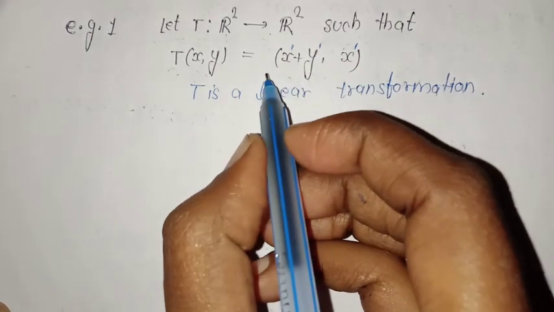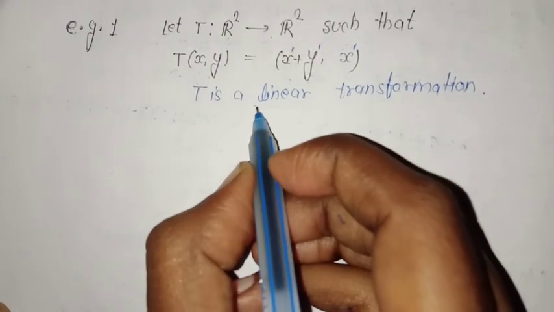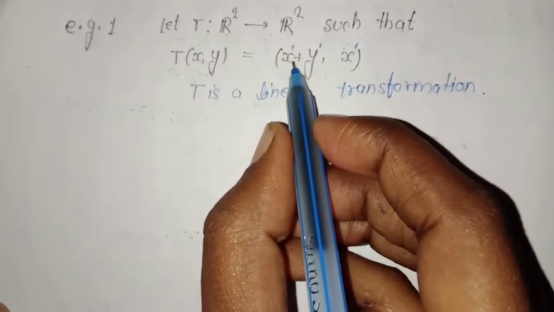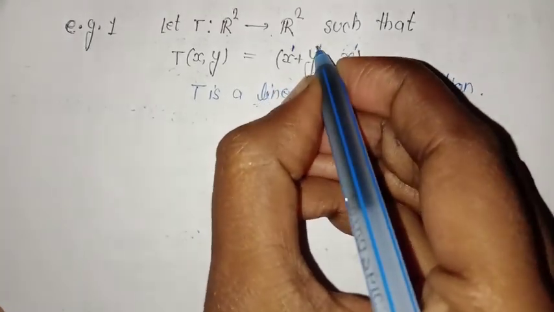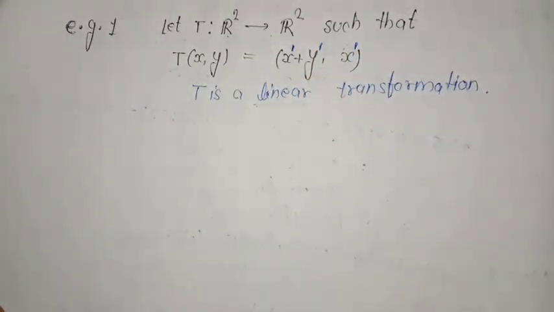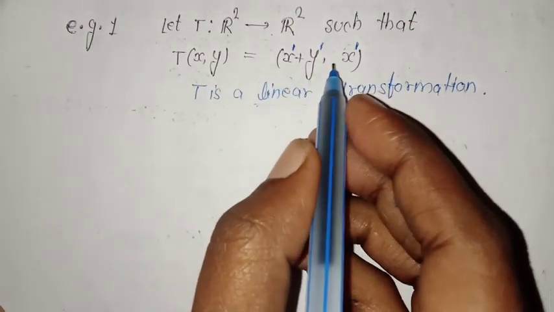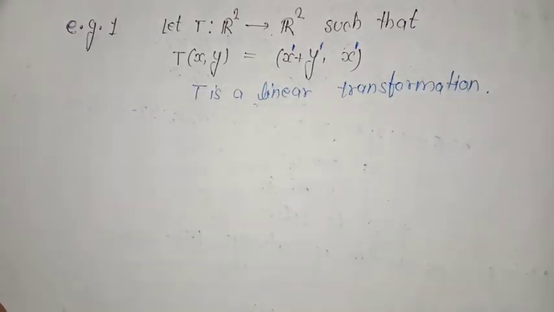In order to check whether the transformation is linear or not, we have to check the degree of each term given in the transformation. The degree of each term is 1 here. So we can say this transformation is linear because the degree of each term is 1. So this T is a linear transformation. And I will also check by all the properties. So let's check the properties also.